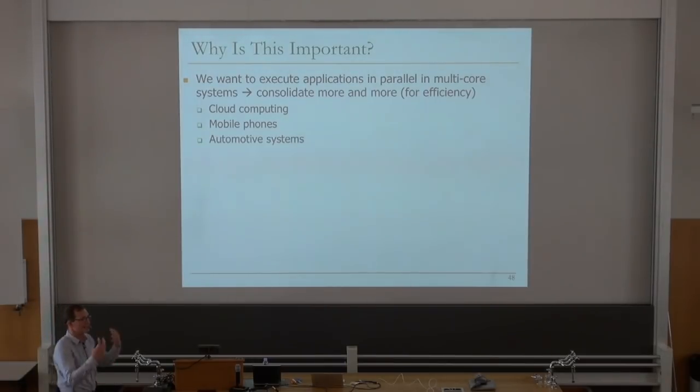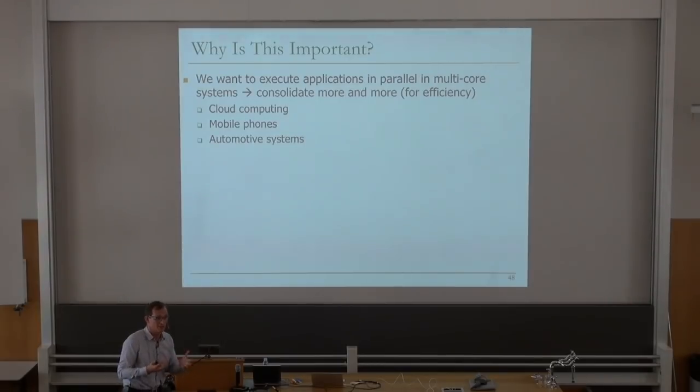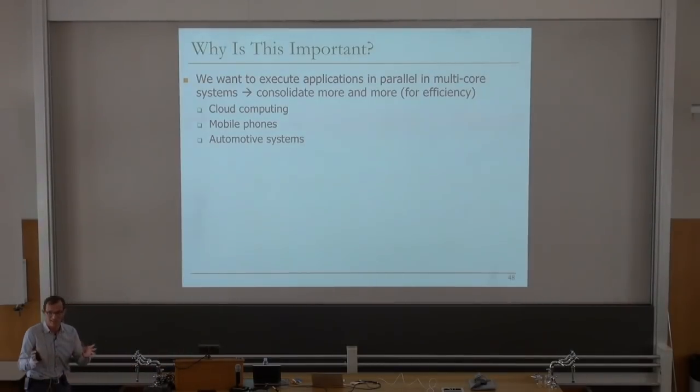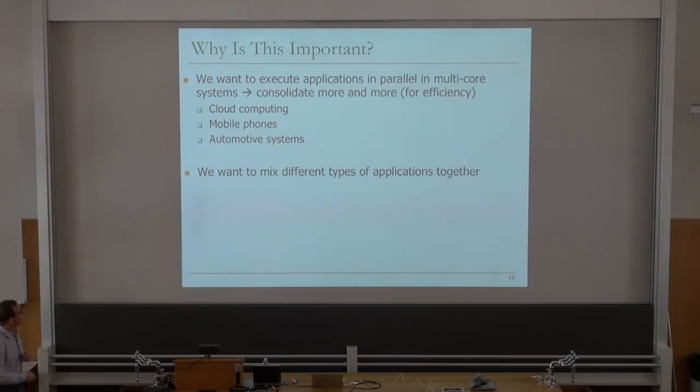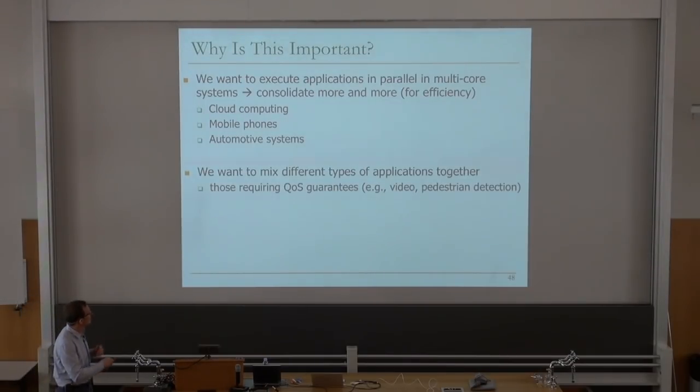There's a lot of processing that's going into the cars now, and people want to consolidate that processing in a single place or multiple networked places. So you can think of consolidation in an automotive system also. And we want to mix different types of applications together because that improves our efficiency.